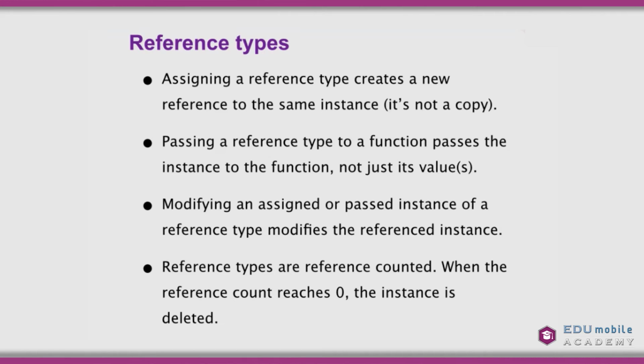Reference types are, finally, reference counted. When a reference count reaches 0, the instance is going to be deleted by automatic reference counting. Obviously, value types cannot participate in automatic reference counting because they're not reference types.